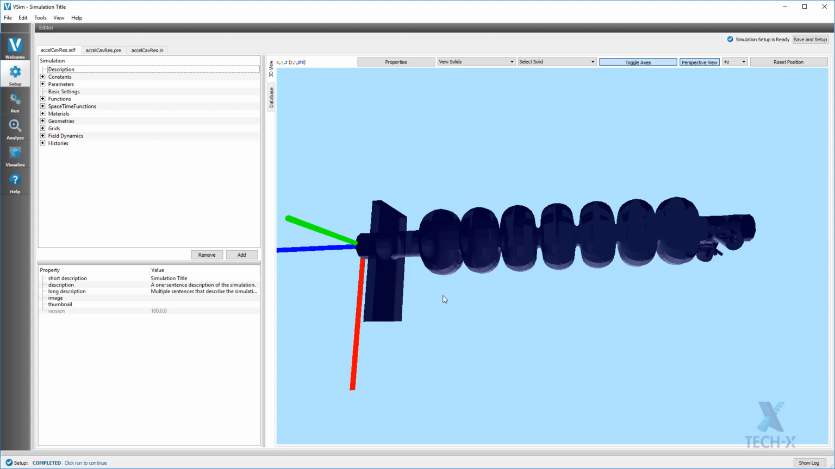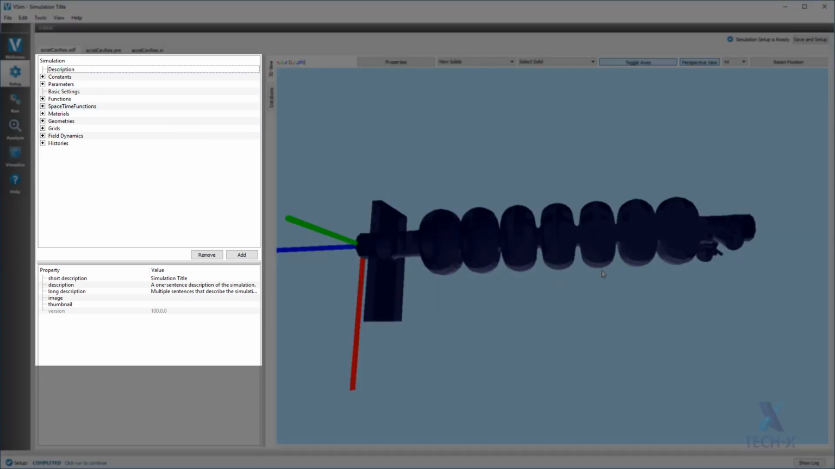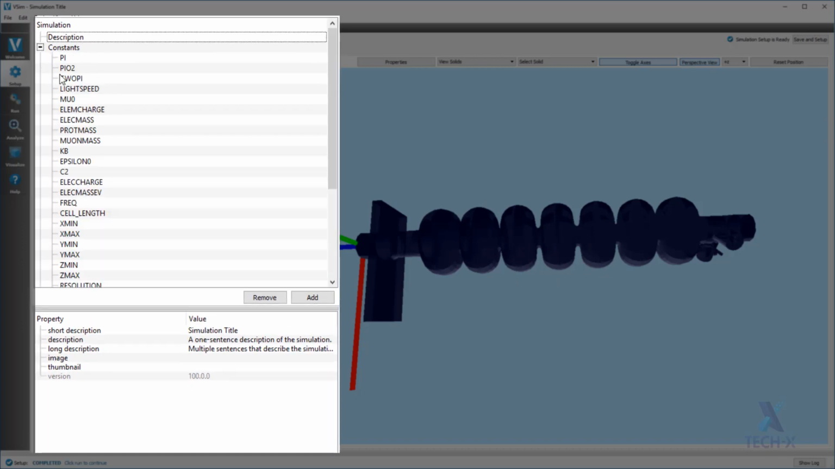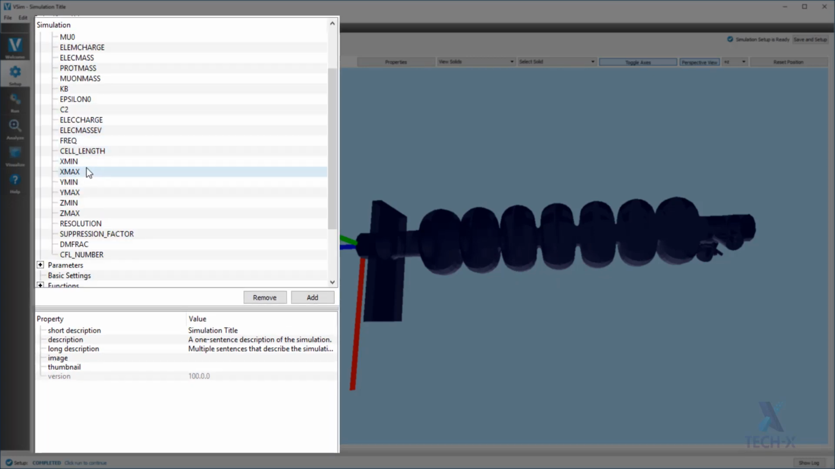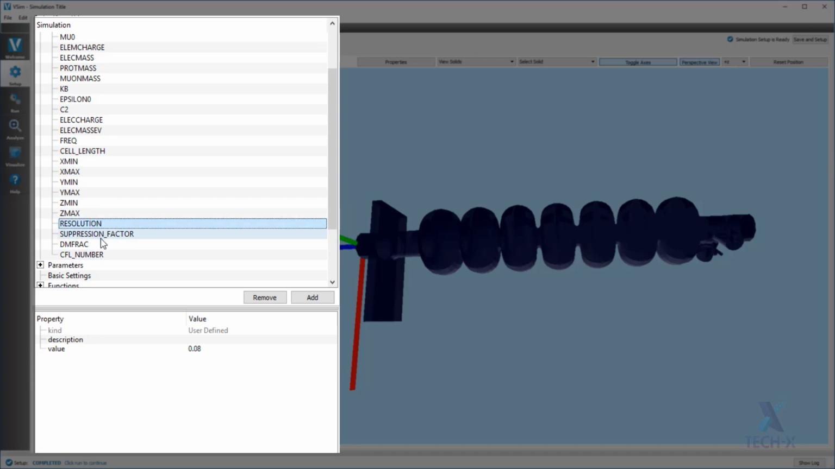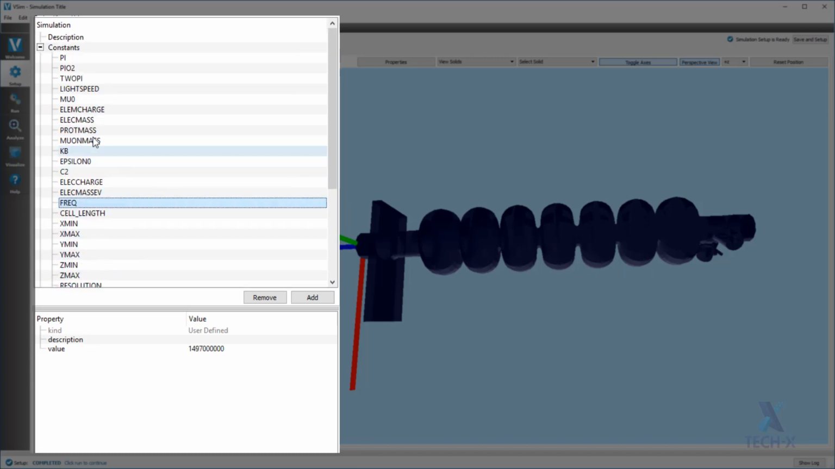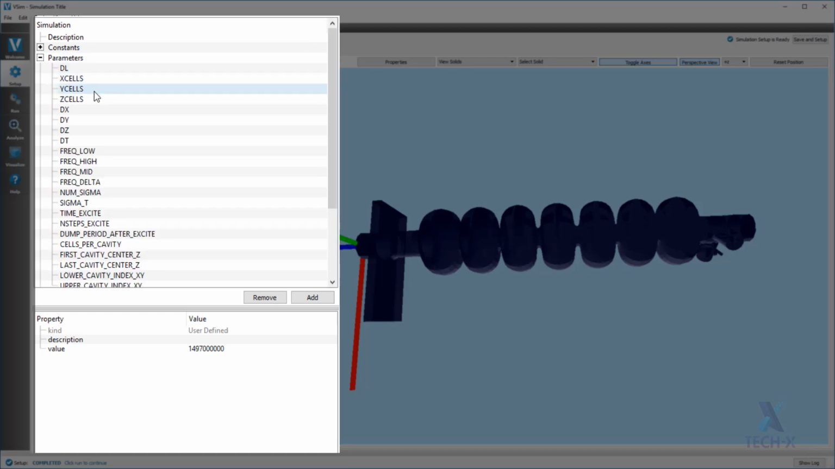So I'm going to break this video up into parts because it's a fairly long process to get it set up and everything done correctly. I'm going to cover the setup first, which is going to be loading this geometry into VSim, and then setting up things like constants, where we have things like the size of the grid, the resolution, the frequency that we expect, and then the parameters, which are derived quantities using those constants and other physical constants. So this can be things like just the grid spacing, for example. And so we'll go through all those.